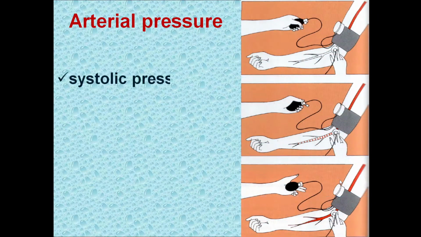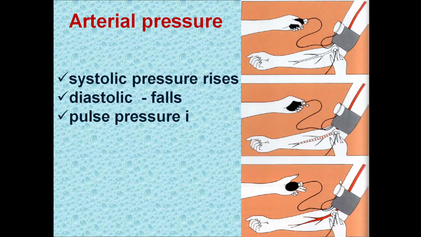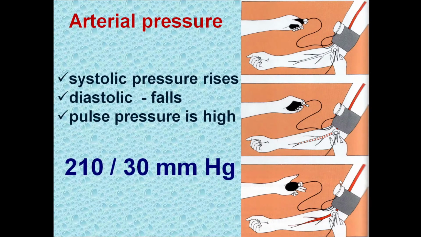Arterial pressure also has specific characteristics. Systolic pressure rises because of increased heart stroke volume. Diastolic falls because the peripheral artery is empty due to the comeback blood flow. As a result, there is high pulse pressure. For example, the blood pressure of a patient with aortic regurgitation may be 210 systolic and 30 diastolic.